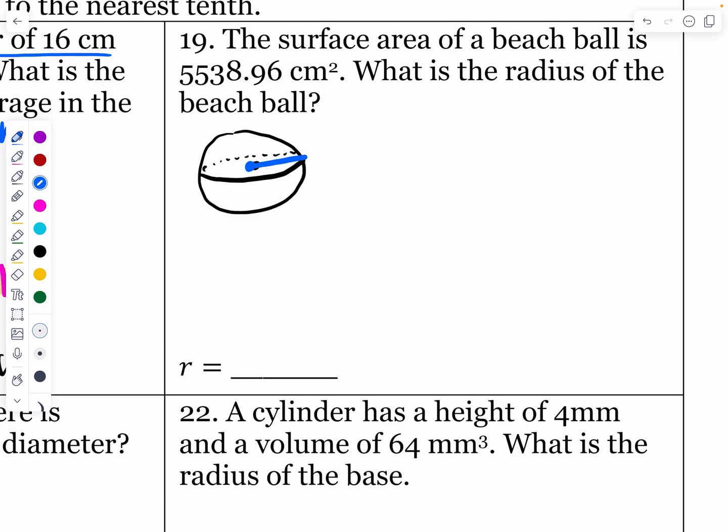But this one's interesting. This actually gives me the surface area. So what do we know the surface area formula is? Surface area formula of a ball, you could look at the top, 4 pi r squared, but it gives me the surface area. So what can I fill in for surface area? 5538.96. And so I can set that equal to 4 pi r squared. It gives me the answer and asks me to work backwards and find the radius.